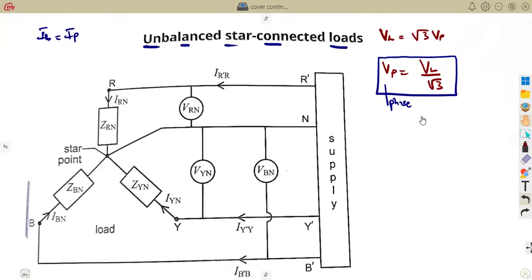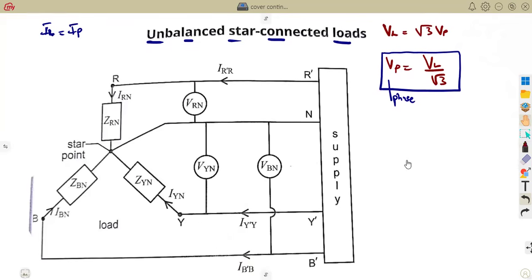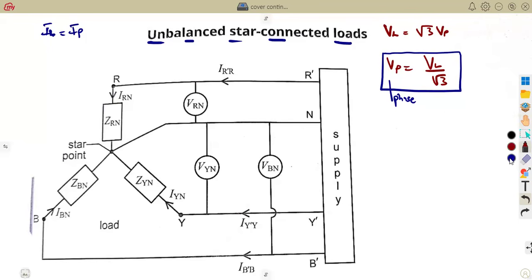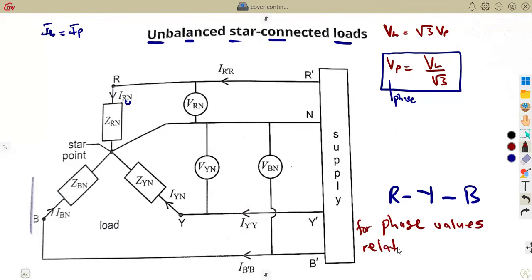Under a star, like I said, you are going to be working with the phase values. So which part represents the phase values? The phase values are the ones which are taken to the neutral. They are related to the neutral. Remember your phase sequence, red, yellow, blue. For all the phase values, relate them to the neutral.